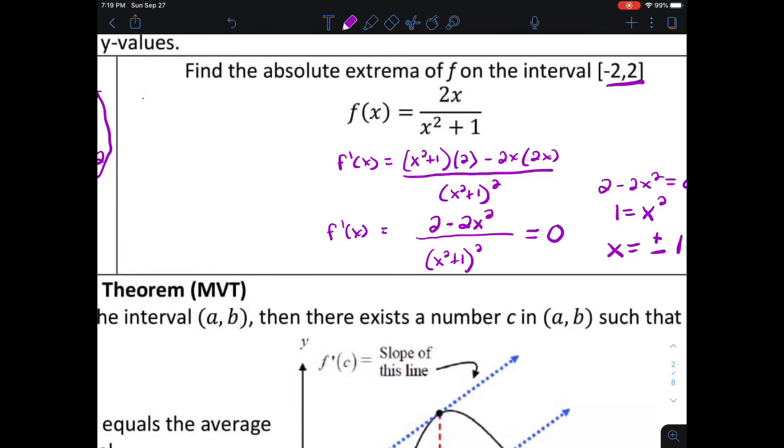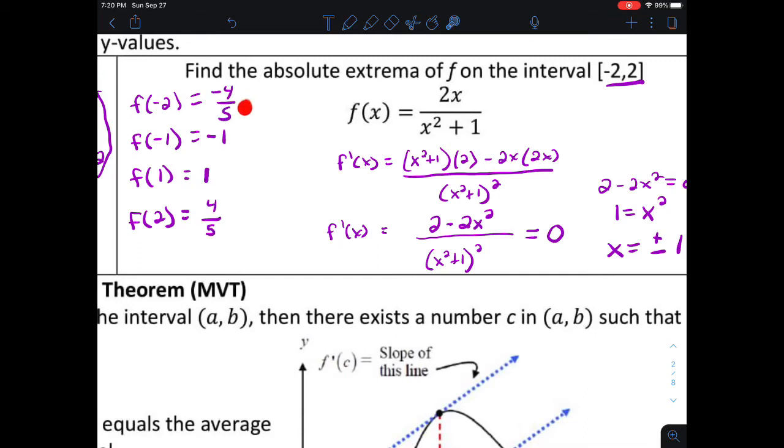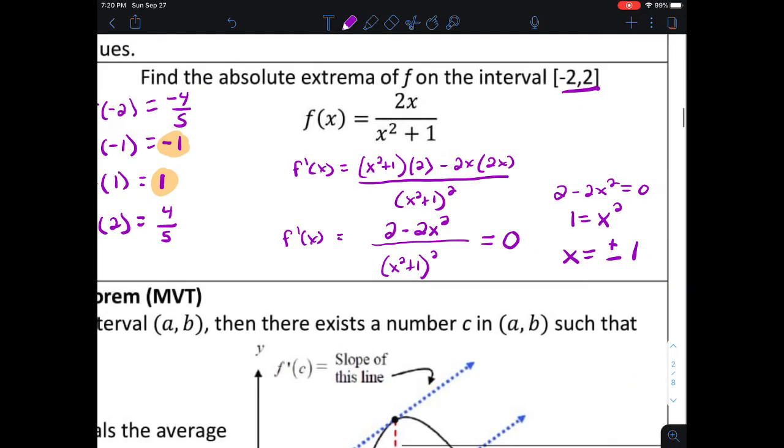So what we need to do is figure out what the function's value is at -2, what the function's value is at each of the critical numbers, -1 and +1, and what the function's value is at the other endpoint, and compare the sizes of the y values. Okay, so we have all the y values here. Now we're strictly looking for the absolute biggest and the absolute smallest y value. The absolute largest y value is at 1, y equals 1, and the absolute smallest y value is at -1. So we have an absolute minimum y value of -1 and an absolute maximum y value of +1 on that interval.